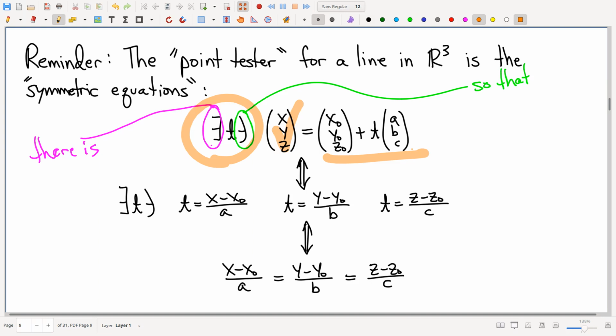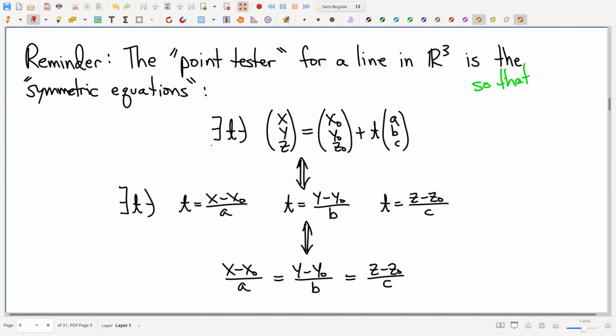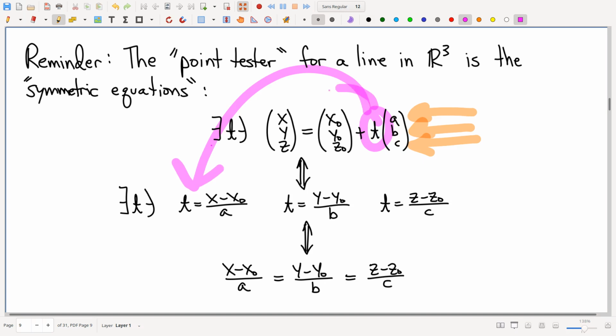All right, so how are we going to turn this into something useful? The big idea to keep in mind here is that this is actually 3 equations, right? The first equation is what you get by looking only at the first coordinate. Second equation, second coordinate. Third equation, third coordinate. Each of these equations has t in it. In each of these equations, you can solve for t.